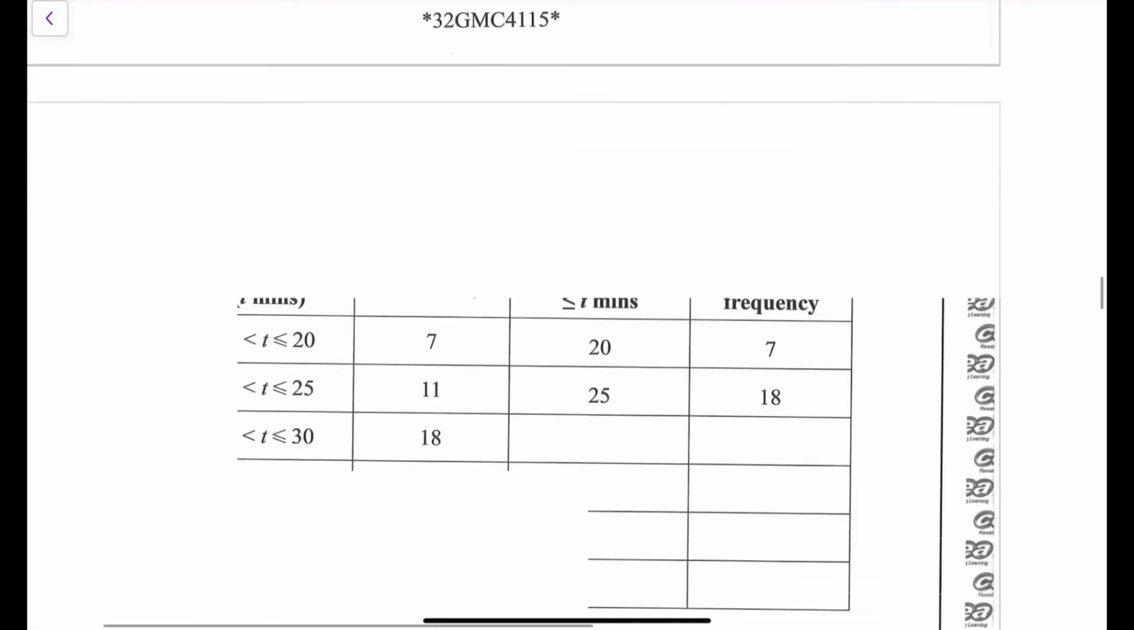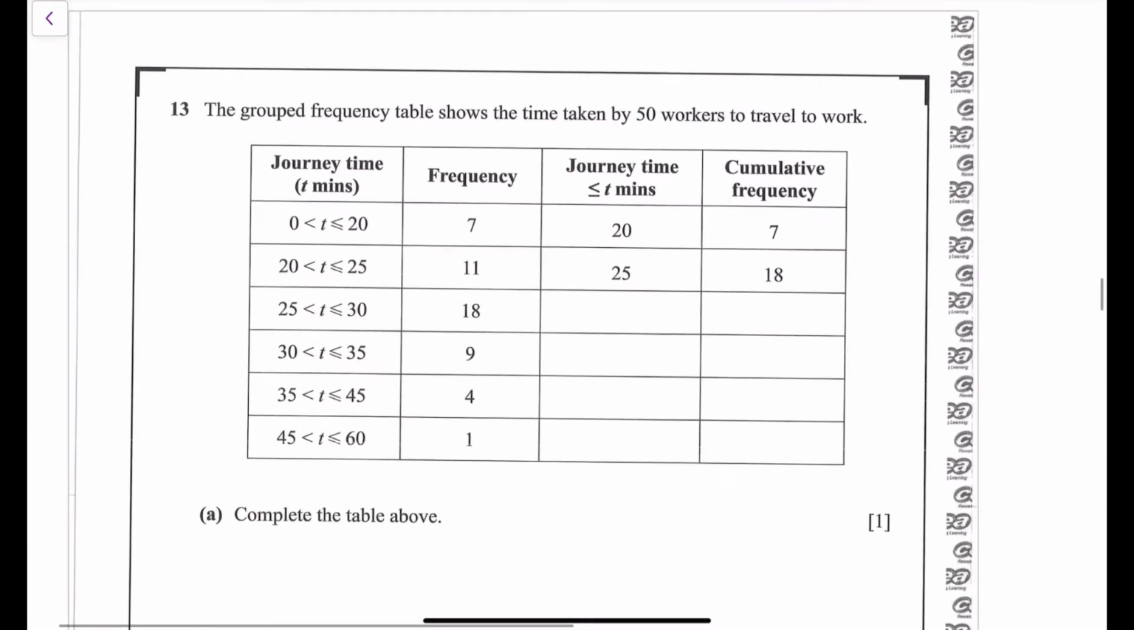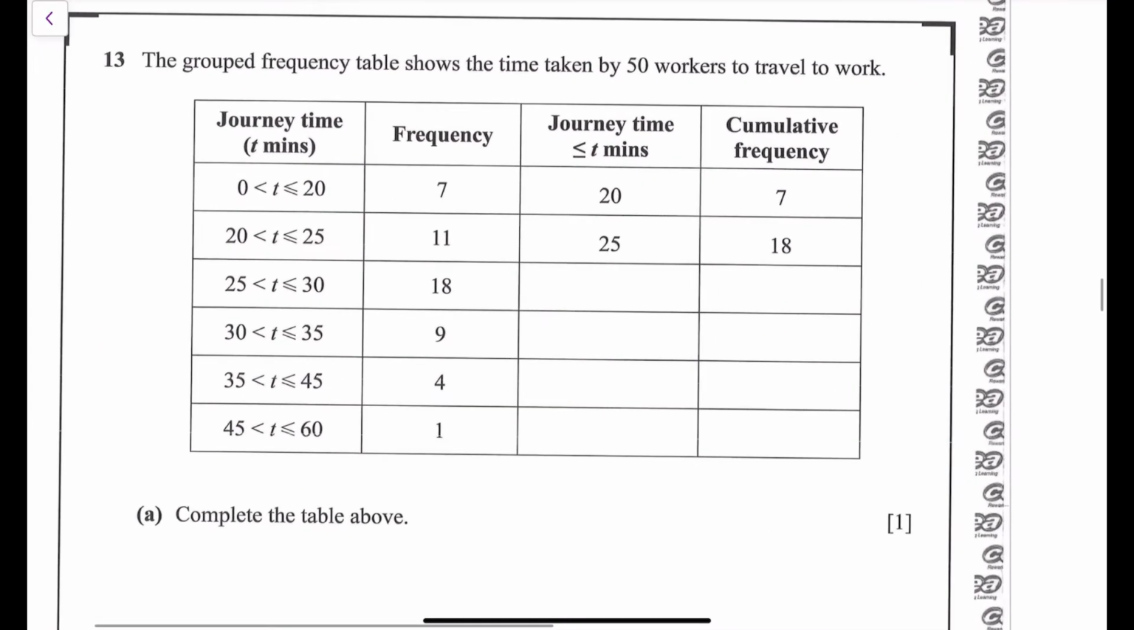Okay, right, stats stuff. Our first thing is a group frequency table, which shows the time taken by 50 workers to travel to work. It says complete the table above. So for the journey time, these things are just the upper values, that's all it is. It's going to be a cumulative frequency graph. So just fill those in: 25, 30, 35, 45, 60.